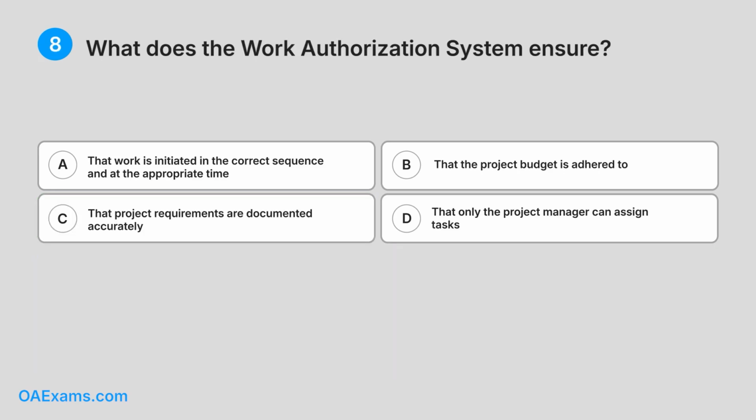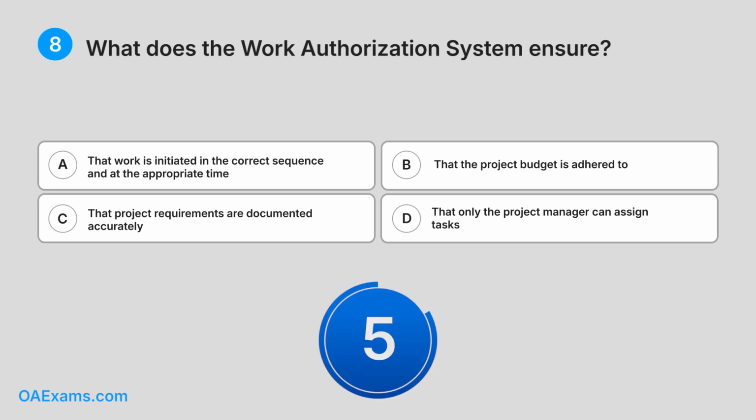8. What does the work authorization system ensure? A. That work is initiated in the correct sequence and at the appropriate time. B. That the project budget is adhered to. C. That project requirements are documented accurately. D. That only the project manager can assign tasks. Do you know the answer?